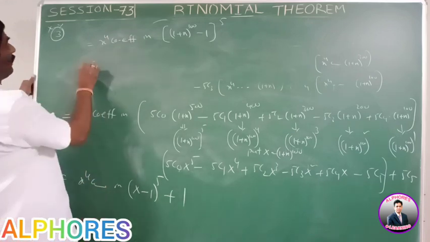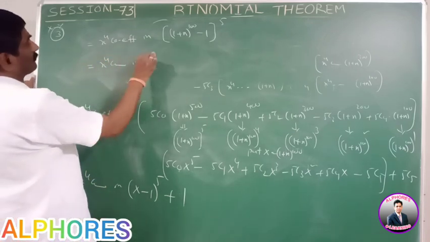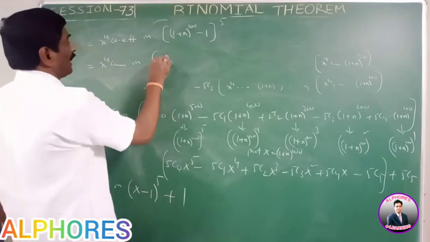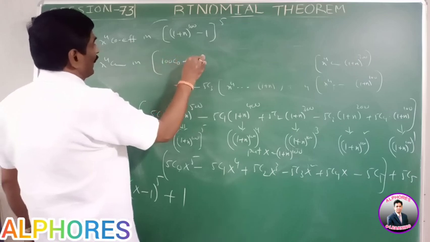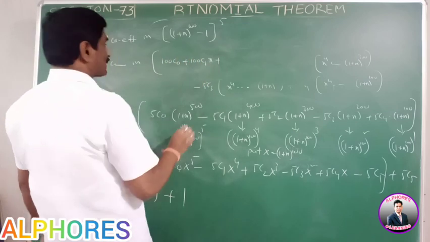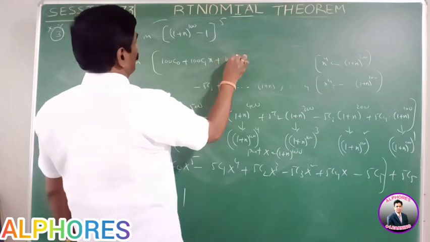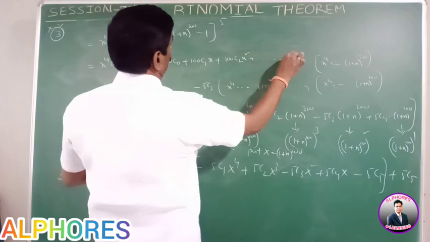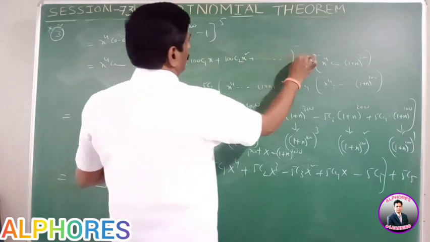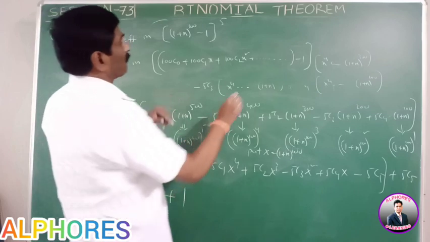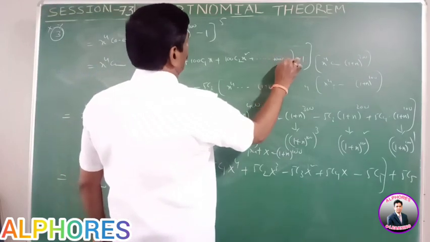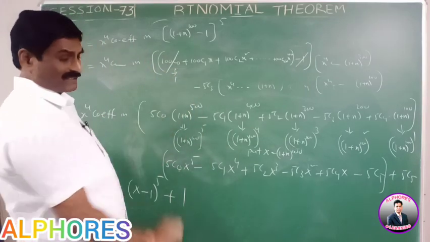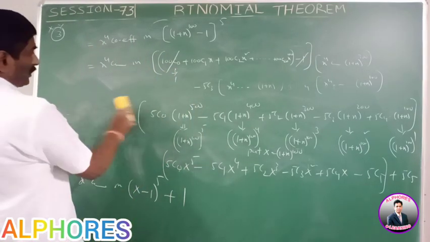After simplification, the x power 4 coefficient in this value can be reduced into: (1 plus x) whole power 100 means 100C0 plus 100C1 into x plus 100C2 into x square plus so on, up to 100C100 into x power 100. Next, what is the value? Minus 1. Its value is minus 1. Here plus 1, 100C0 means 1. These two are cancelled. Any doubt in this value? Please observe that value.